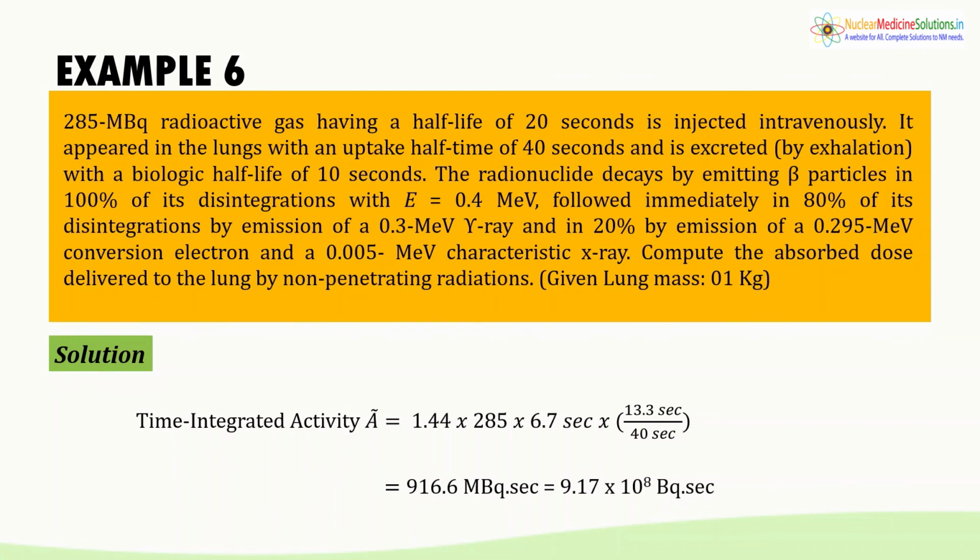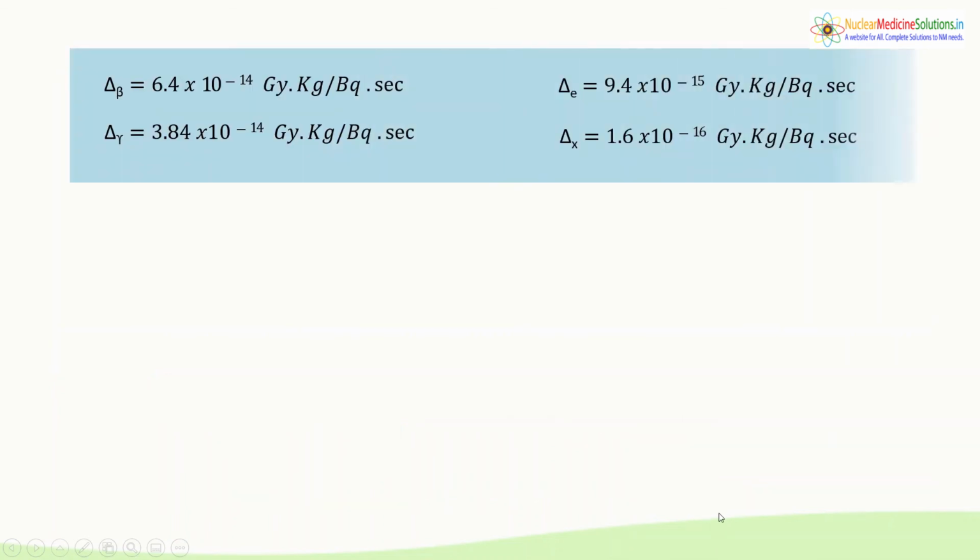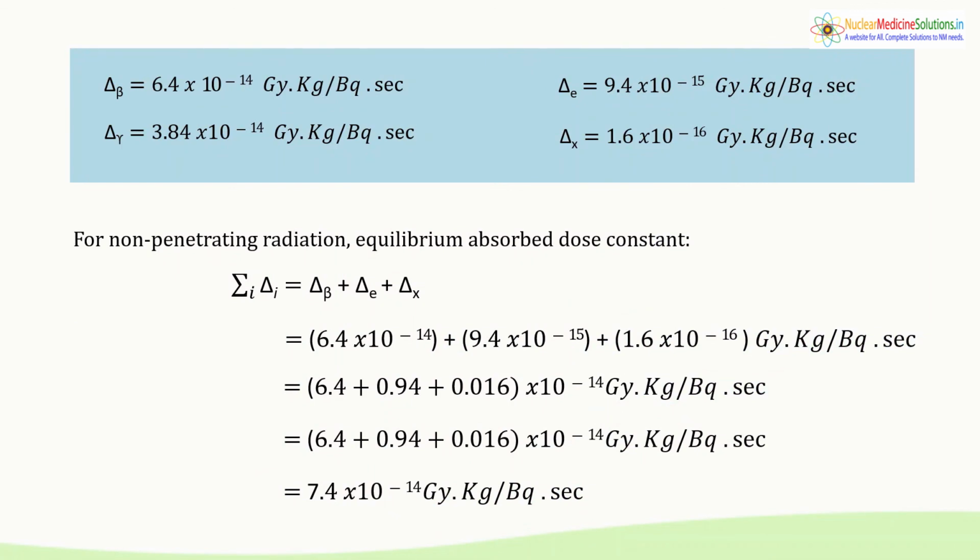So we already calculated the time integrated activity, which was 916.6 MBq seconds. When we convert that into becquerel seconds, it becomes 9.17 × 10^8 Bq·s. And we calculated the equilibrium absorbed dose constants delta beta, delta gamma, delta E and delta X-ray. Since the question is only asking for the contribution from non-penetrating radiation, we will not take the delta gamma part because it penetrates the organs. We are taking characteristic X-rays because they have very low energy and will not be able to penetrate the organ.